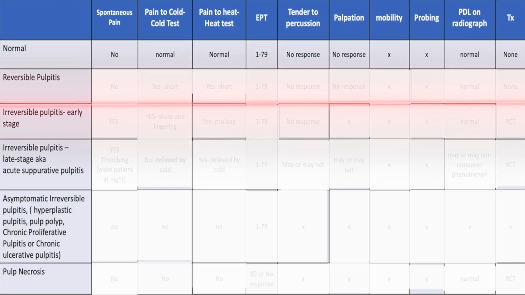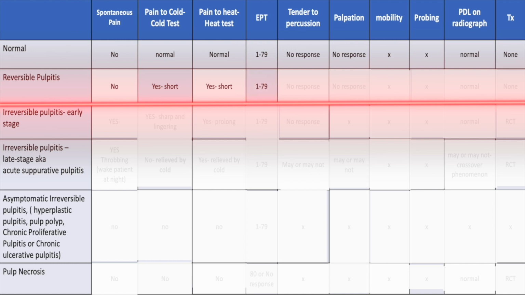So the patient is definitely not going to say spontaneous pain. The pain only comes for a very small time, only when we give them certain stimulus. If you do a cold test on that patient, they will feel the pain, but for a very short amount of time. So you always say that yes, short pain. It's not a lingering pain. It's not a long-standing pain. It's a short pain. That means reversible pulpitis. Pain to heat. Again, if you do a heat test, they will have a very short duration of pain. So that is again pain due to heat.